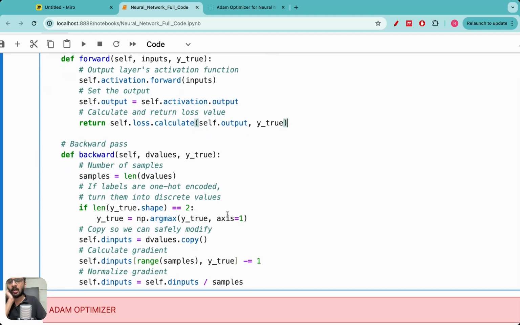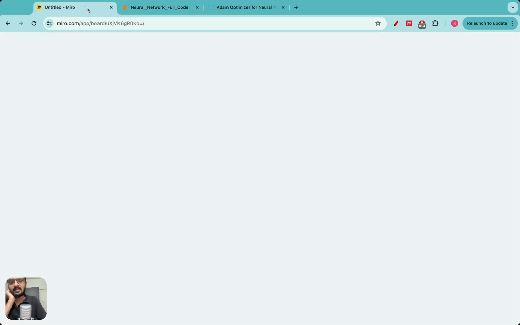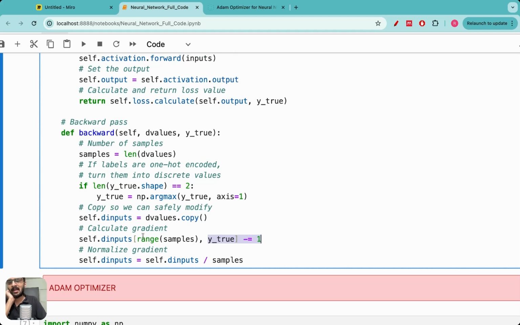In the backward pass, the main thing we'll be doing is that the gradient values are just, as you can see, the prediction minus the true values. So what we have written here is the calculation of the gradient: range of samples, comma y_true, minus equal to 1, which means that initially we set the answer to the predicted values, and then we subtract the true values from it. That's it. And then in the last step, we are just going to divide by the number of samples.